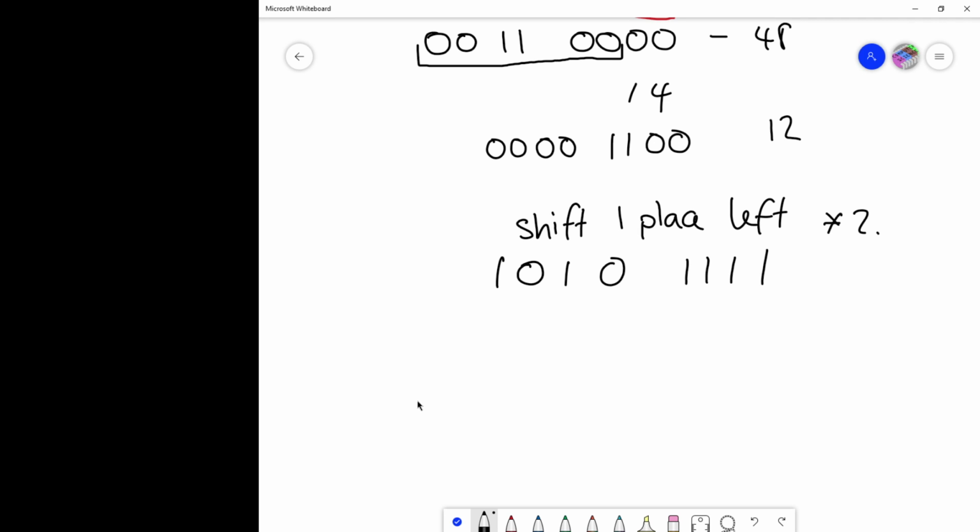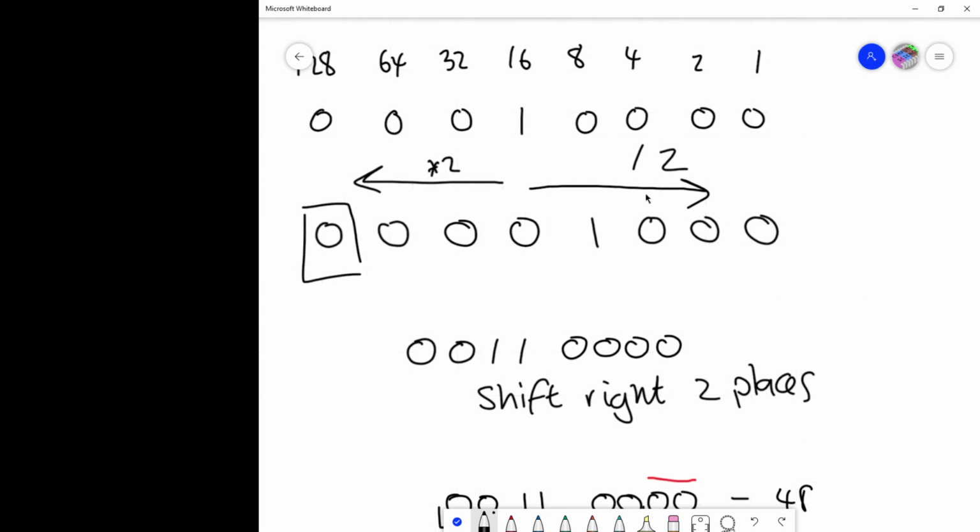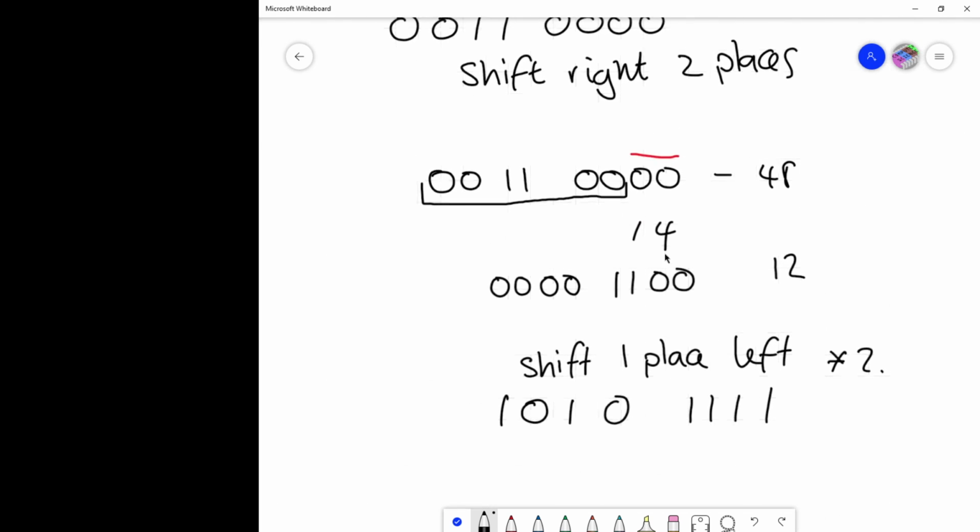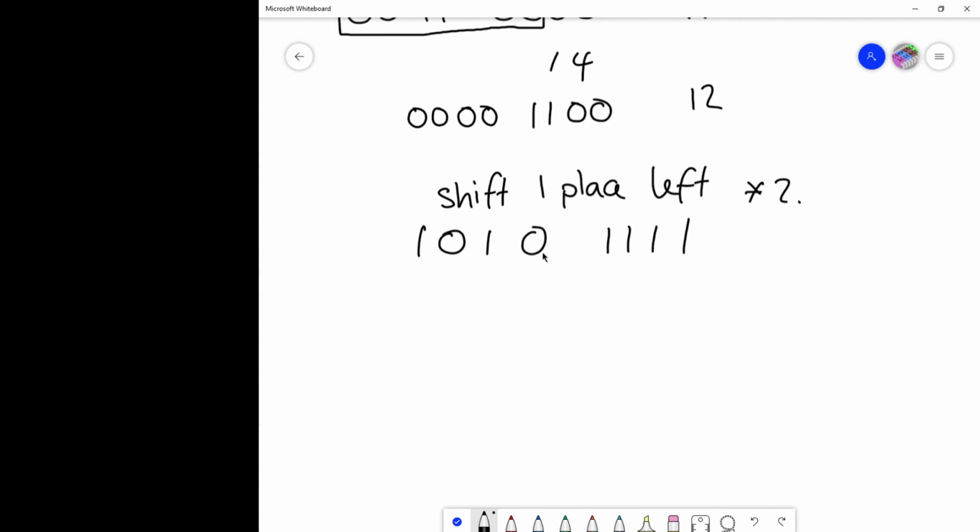Left is multiplied, right is divided. Just all you've got to do, look at your columns. As you go that way, you get bigger. As you go that way, you get smaller. Shift left one place, which is effectively multiplied by 2. What do you get as an answer?